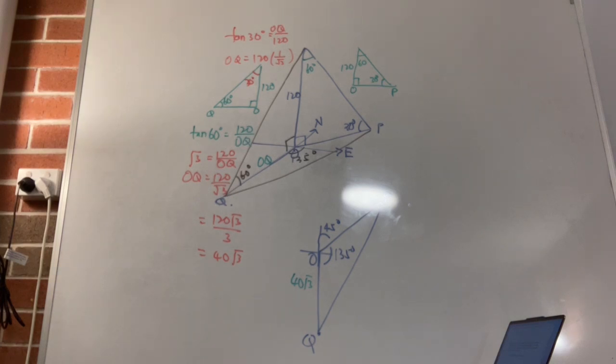Right, so now you know OP. You know OQ. You're looking for PQ. What formula are you going to use? Cosine. Yep, use the cosine rule to find the PQ, which is this one. Right after it. Oh, it's there.